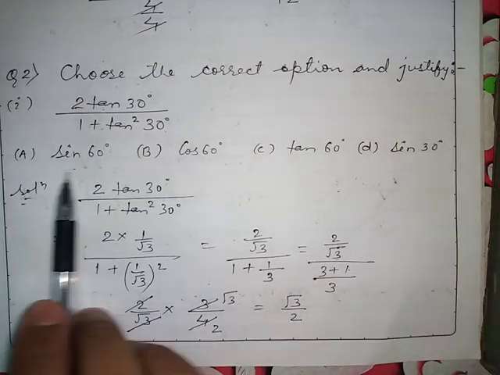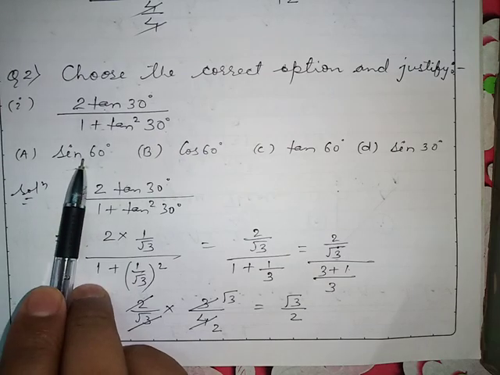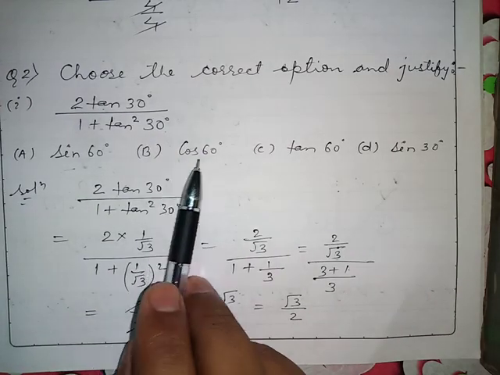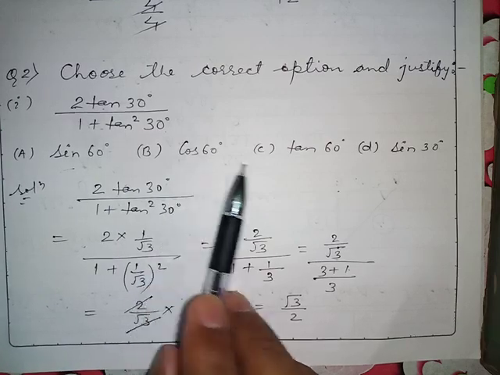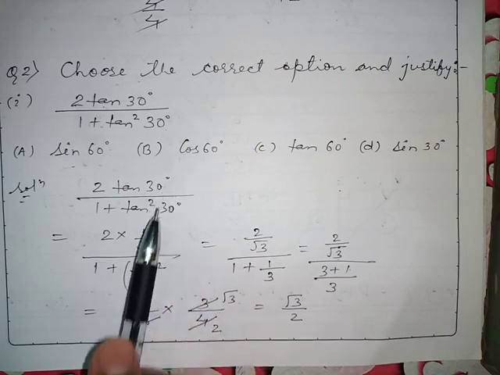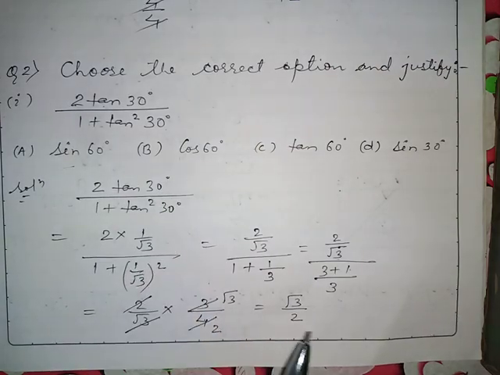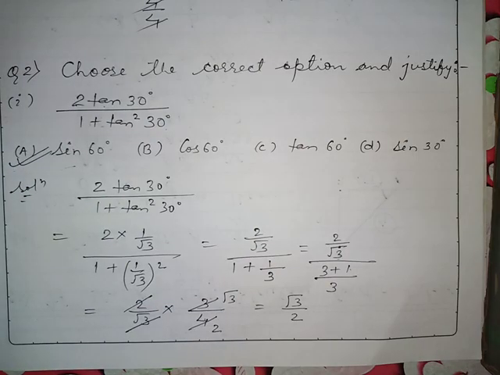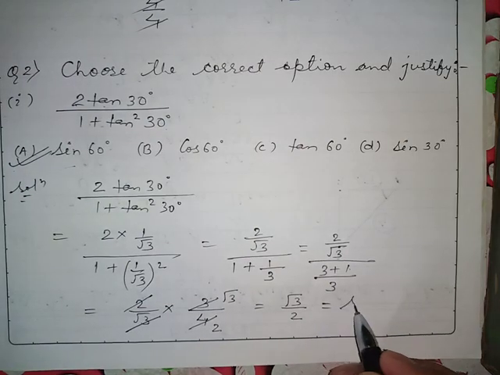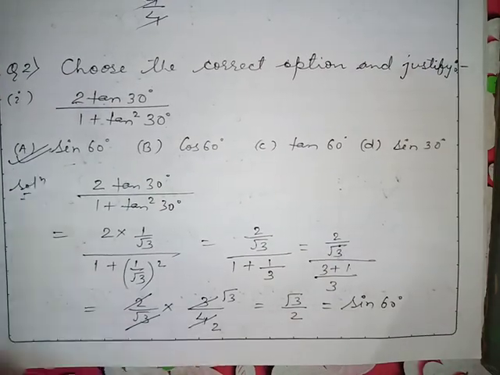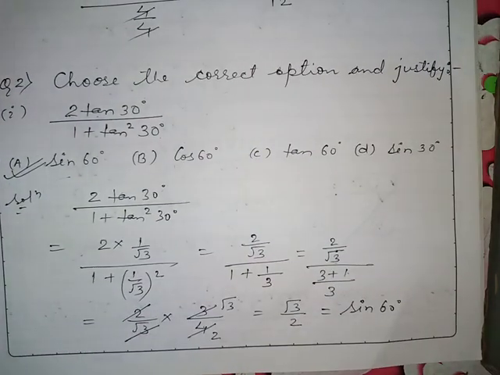So we all know that the value of sin 60 is only root 3 by 2 and no other angle has this value. Okay, so our correct option is option number 1, that is sin 60. So this value is equal to sine of 60 degree. That's why I choose option number first. So this is the first part of question number 2.